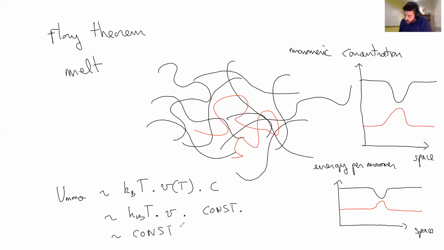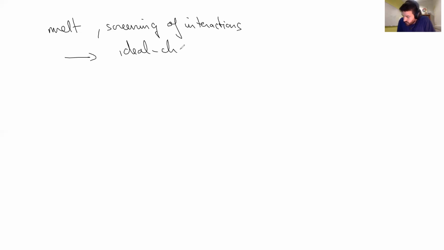Well, the interaction energy is itself a constant. So it's zero if you wish. We don't care about the value of the constant. All the properties will be obtained by derivatives of that. So in the very particular case of a melt, there is a screening of the interactions. And this leads to the ideal chain statistics. This is an important result.